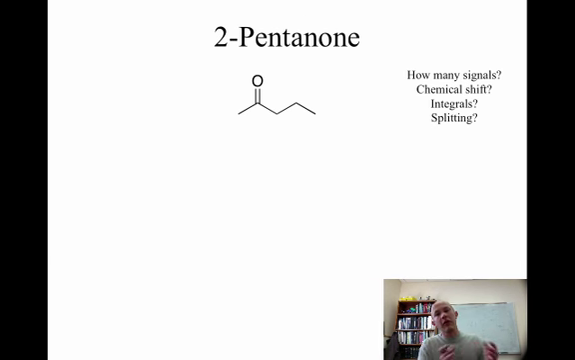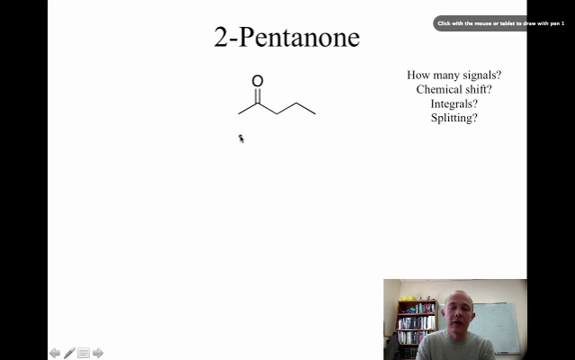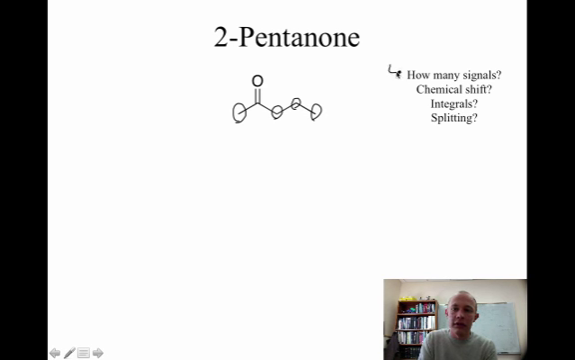Okay, so let's go the other way, right? Let's look at a structure and anticipate what we'll see. First off, you want to look at chemical equivalence, right? We have a CH3, which is not chemically equivalent to a CH2, CH2, CH3, right? So we should expect to see 4 signals from the 4 different sets of non-chemically equivalent hydrogens, right?